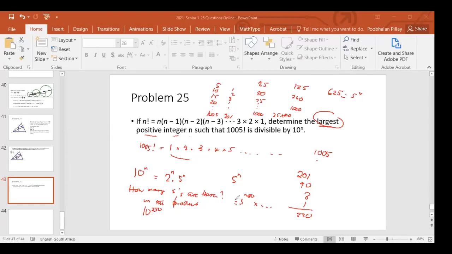Okay. Now the question is, are there 250 2s here? Yeah, definitely, because there are lots more 2s than 5s. If you've got 250 5s, you've got many more 2s. So you've got at least 250 2s. Therefore, your n is 250. I remember when I did this, I thought I had the answer 249 for some reason. I can't understand why. Maybe I didn't count it properly.